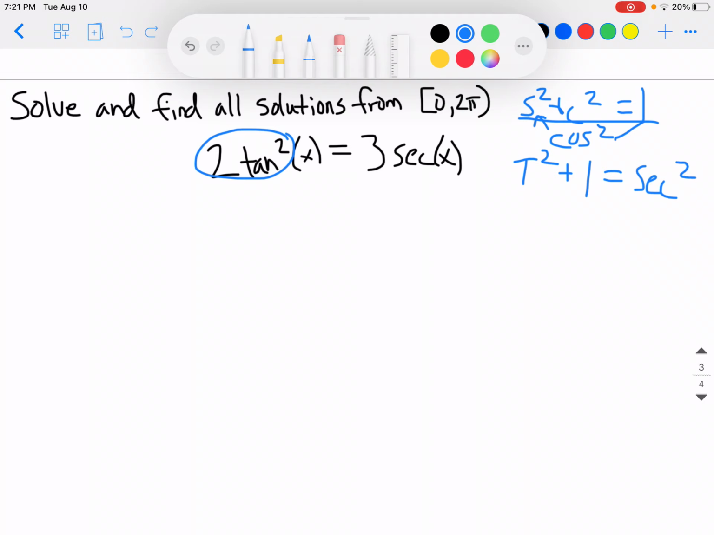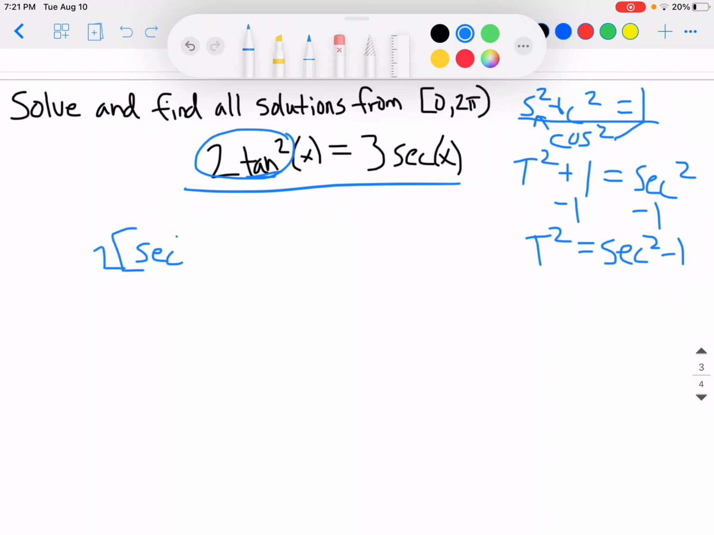Now, what I want to do is use this to put the equation in terms of one trig function. So I'm going to get rid of this tangent squared by subtracting 1 from both sides and realizing that tangent squared is equal to secant squared minus 1. So let's plug that in. 2 times the quantity of secant squared of x minus 1 is equal to 3 secant of x.